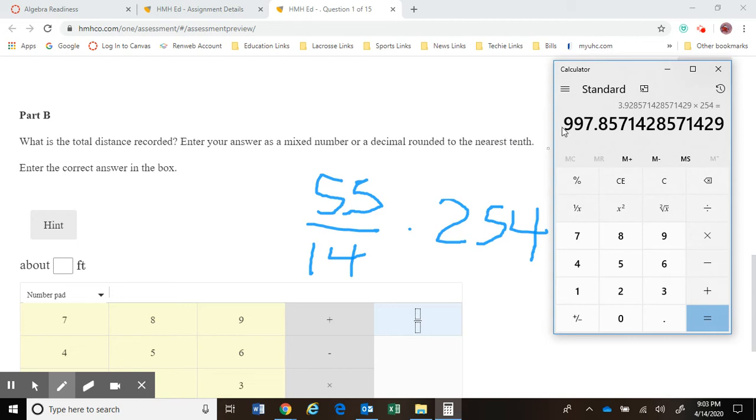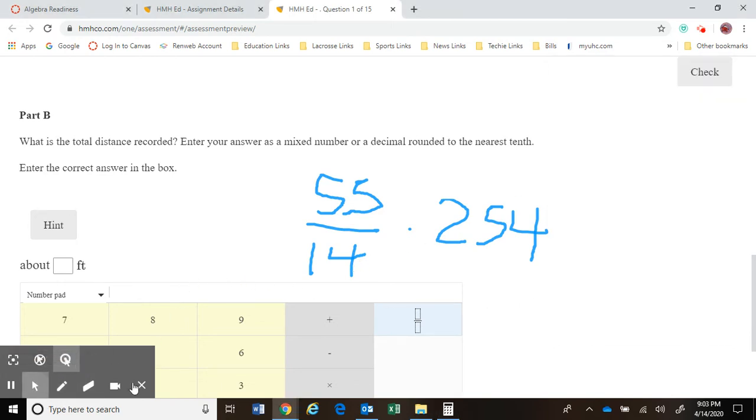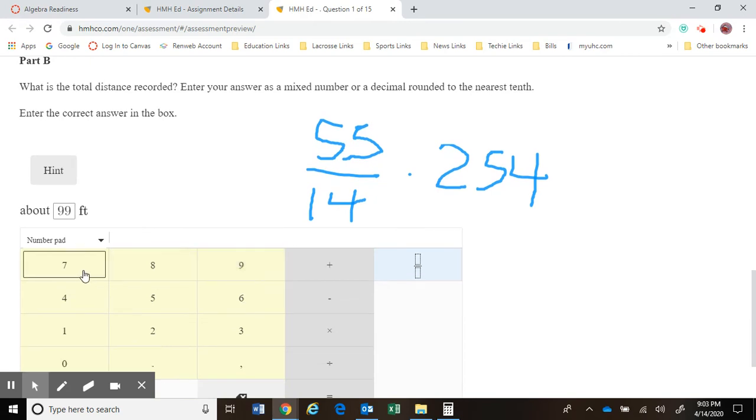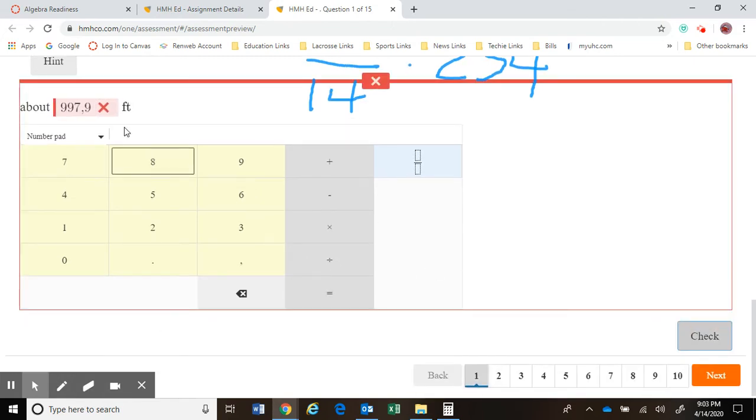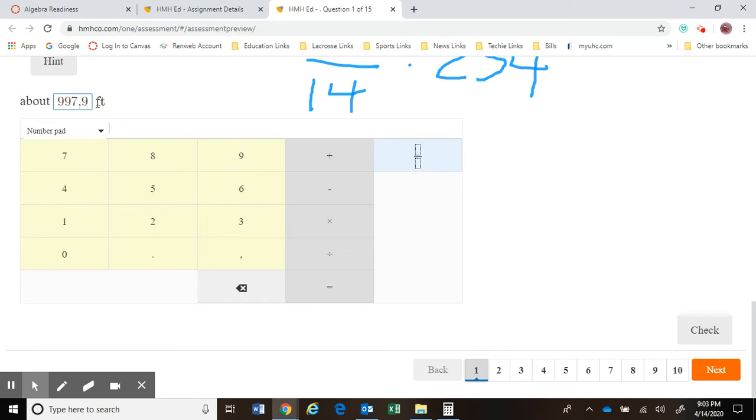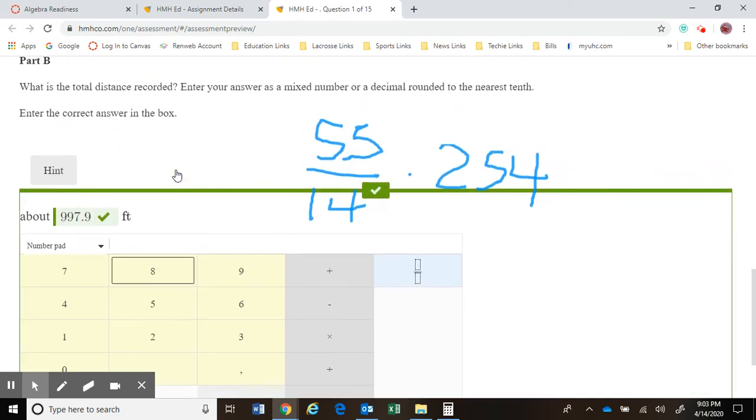All right, so the nearest tenth, that would be 997.9. So 997.9, and let's check it, and I'm good. Oops, I put a comma there, which is why it didn't take that. Check it, and we're good. Okay. All right, so that's question 1.